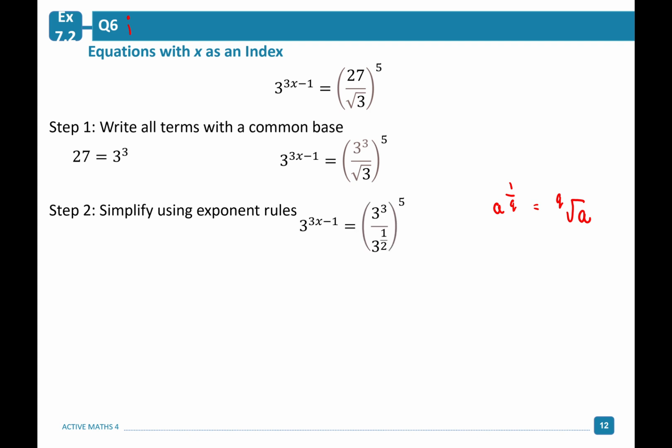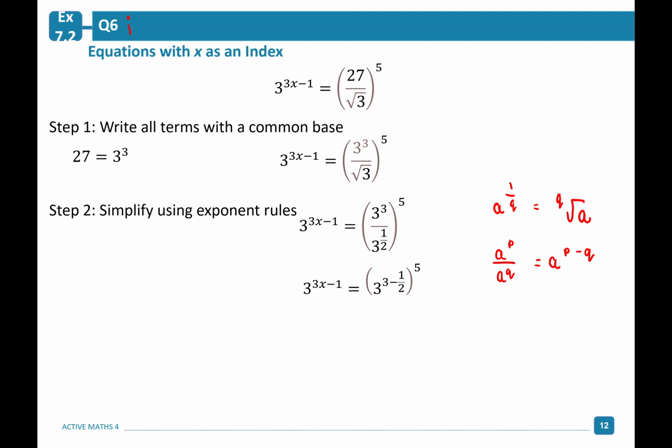So I can change my root 3 into an exponent in fractional form. This gives me 3 to the power of 3x minus 1 equals 3 cubed divided by 3 to the power of a half, all to the power of 5. Continue to simplify. Using rule 2, I know that a to the power of p divided by a to the power of q equals a to the power of p minus q. So remember, you hate fractions, so simplify that first. This gives me 3 to the power of 3x minus 1 equals 3 to the power of 3 minus a half, and don't forget that's all to the power of 5.